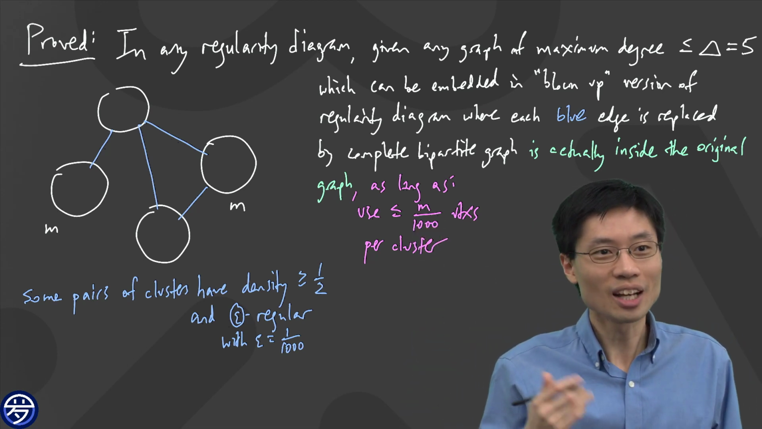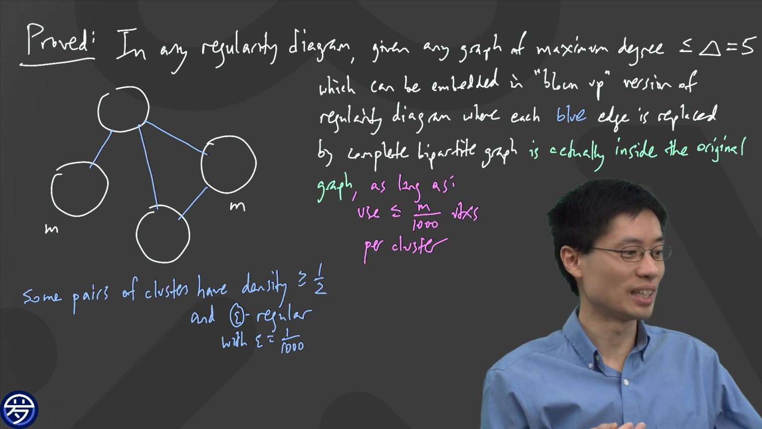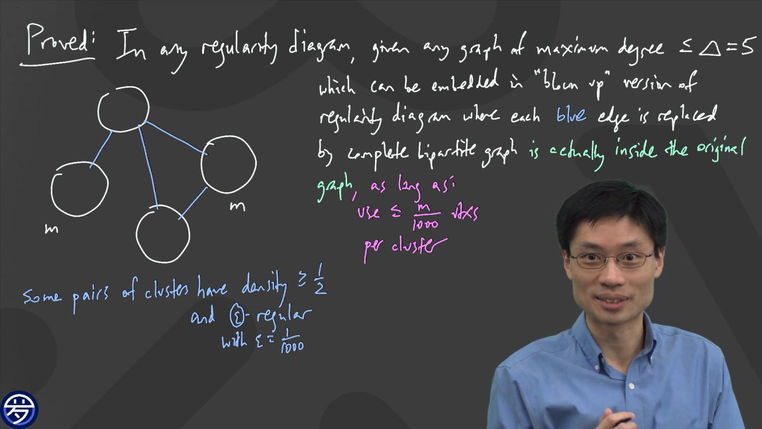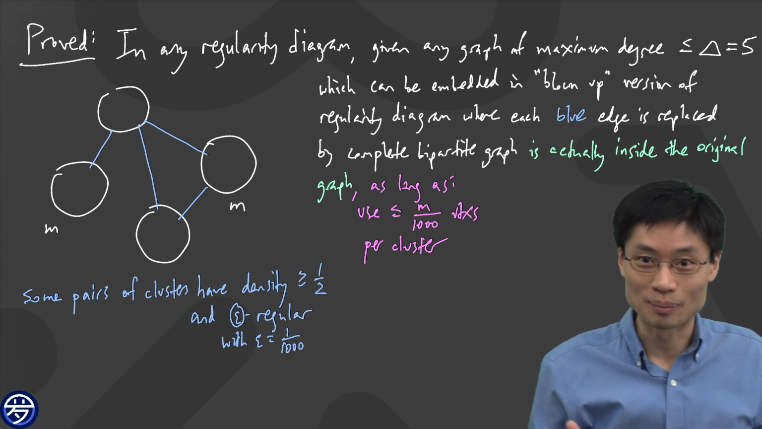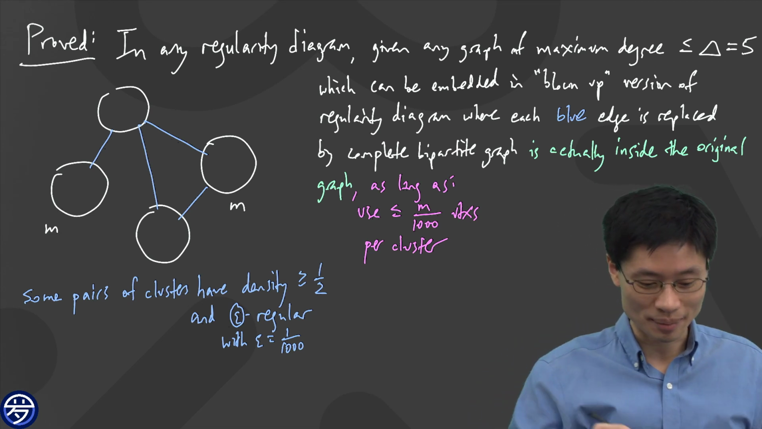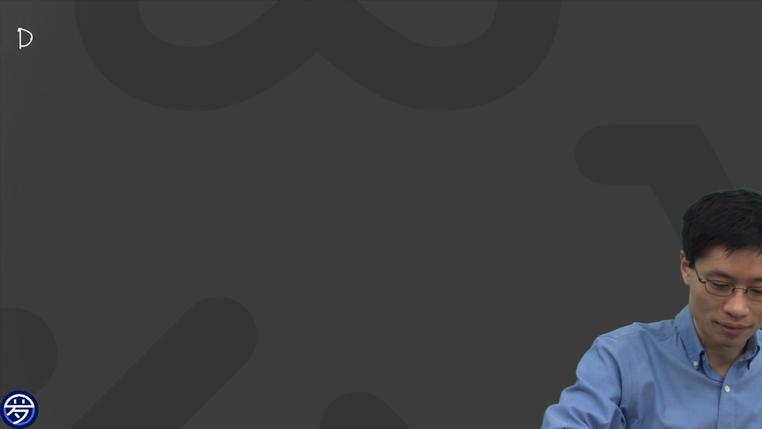Okay, so now let me go into what we're actually trying to do, what we're actually trying to achieve with this. We're trying to prove a Ramsey number problem. So what do I mean by Ramsey number problem? So let's review. So definition.